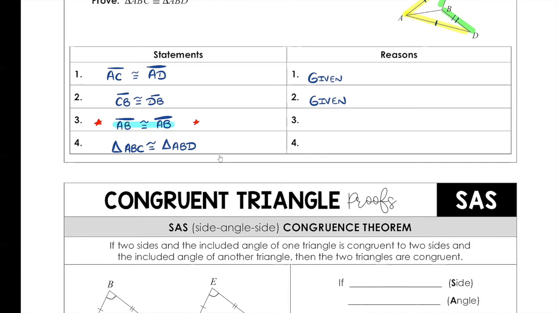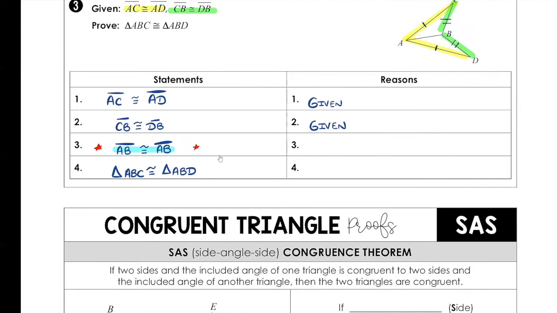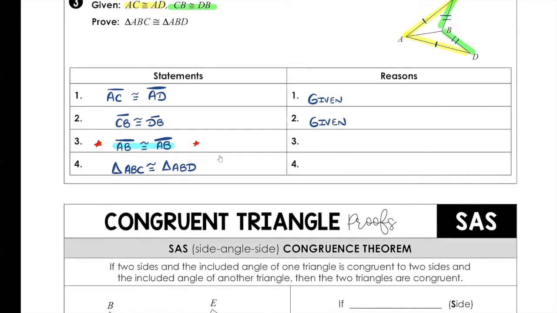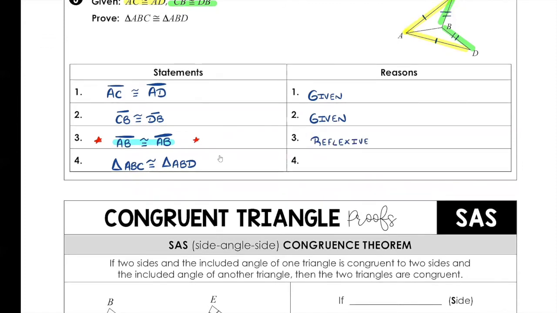Now, when I look at this, AB is congruent to AB. Think about the property that you see. If we're just talking about math, what do you guys see? AB is congruent to AB. Symmetrical is when we rewrite it. Reflexive. So this is the reflexive property, and it's the reflexive property because it's the same thing. You guys agree that it's the same thing?